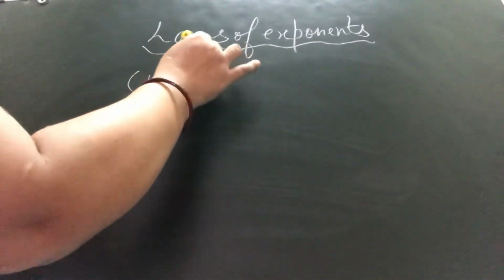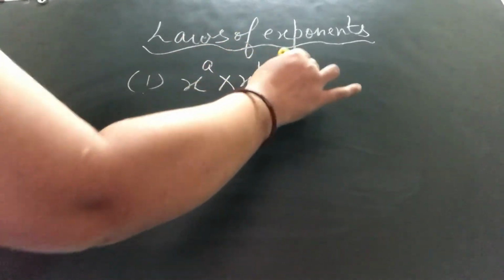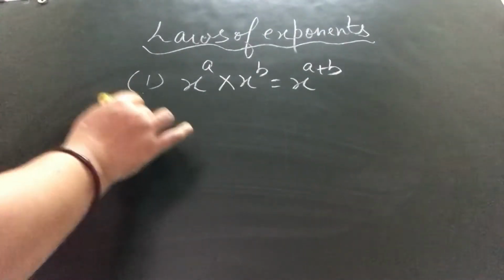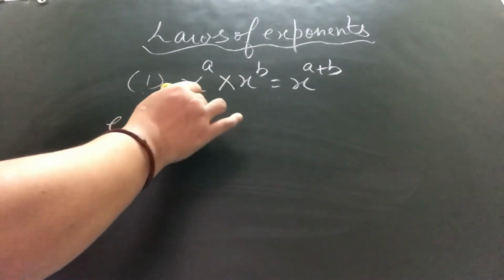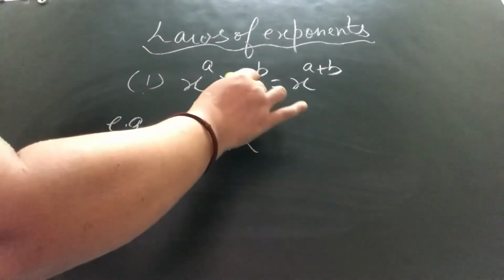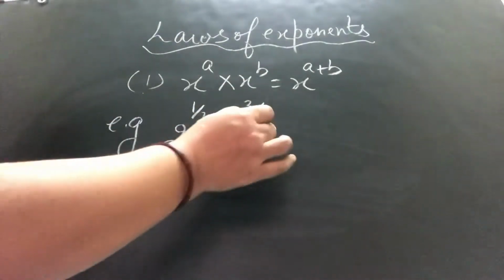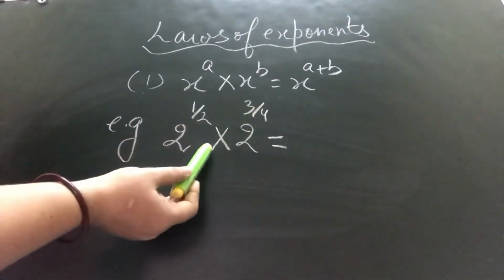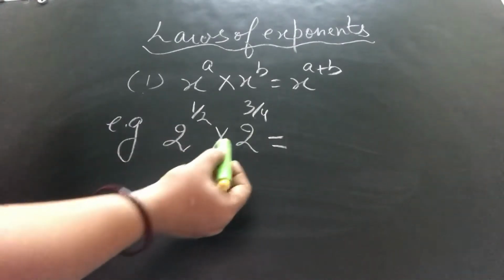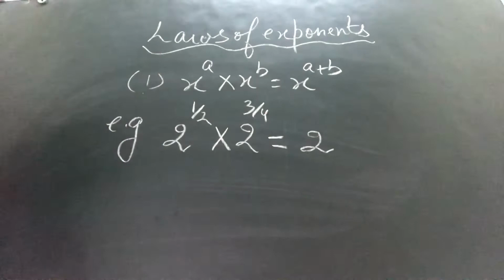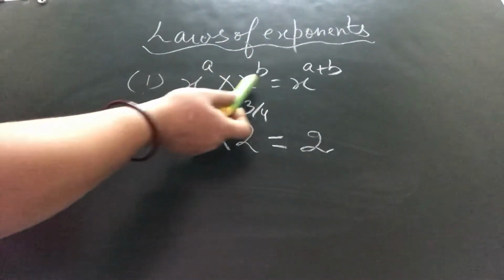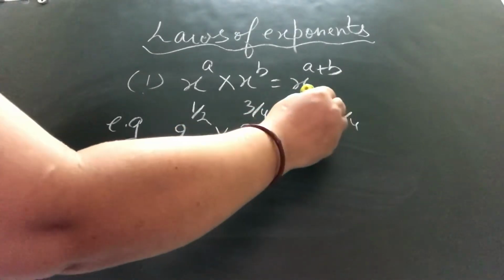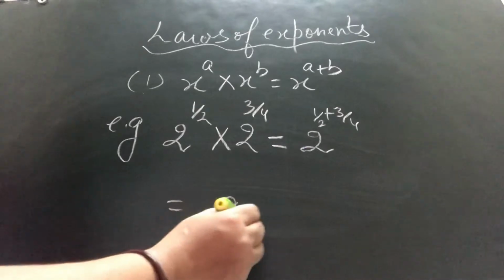First आपने किया x to the power a into x to the power b is equal to x to the power a plus b. See, example, suppose we have 2 to the power 1 by 2 into 2 to the power 3 by 4, right? See, you have to apply this law here. Why? Because bases are same, powers are different and multiplication is there. So in this case, we write the base once and powers add up. See, base एक बार लिखना है और power add हो जाएंगे, तो powers आपकी 1 by 2 plus 3 by 4 है, right?